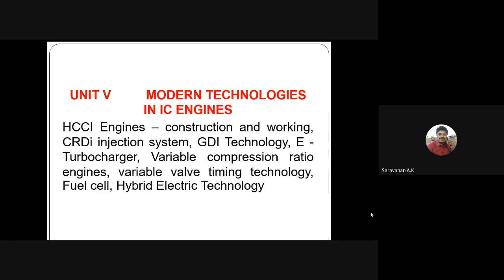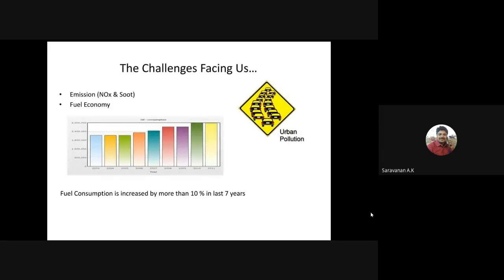Why do we have to go for these types of engines? Modern technologies are needed because of the increase in emissions. Due to the increasing emissions of greenhouse gases from automobile engines, it is required to develop clean technology in automobiles. That's the main point.